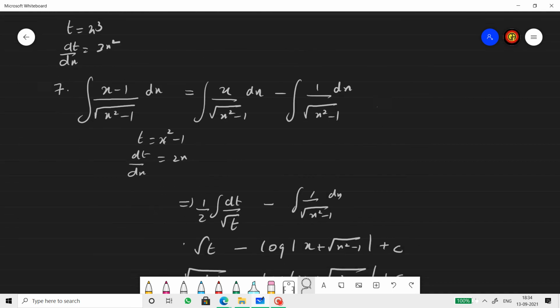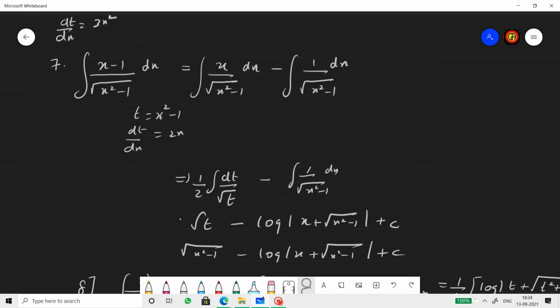Question number 7 is the integration of (x minus 1) by root over x square minus 1. So the problem is the entire numerator that we see here, x minus 1. Now what is the way to get rid of that? If it was x, I would have gone for substitution. But it is x minus 1 here.